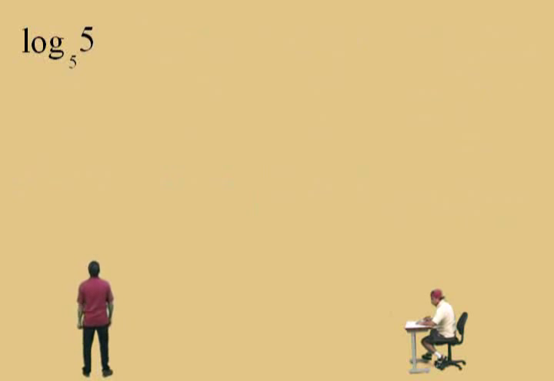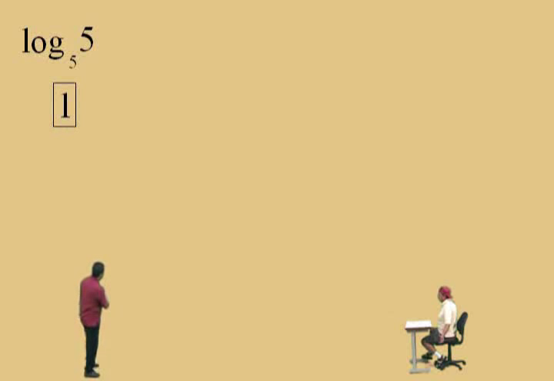Let's try this one here. Log base 5 of 5. Now, some of these logarithms are so easy, they're confusing. Okay, here we go, Charlie. This logarithm is asking you what? 5 to what power is 5? That's right, and what do I raise 5 to the power of to get 5? 1. That's 1, that's right. 5 to the first power is equal to 5. It's that easy.